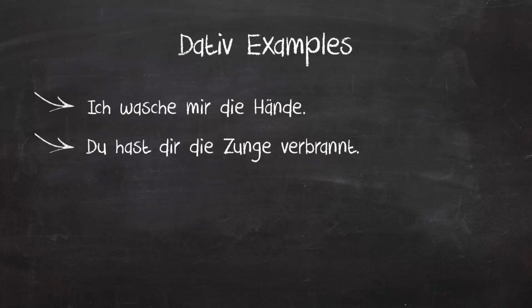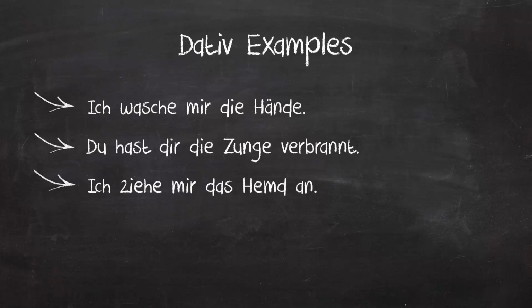Du hast dir die Zunge verbrannt. You burnt your tongue because the tea was too hot, for example. So we had du hast dich verbrannt in the example without an object. And here we have an accusative object, the tongue. So du hast dir die Zunge verbrannt.